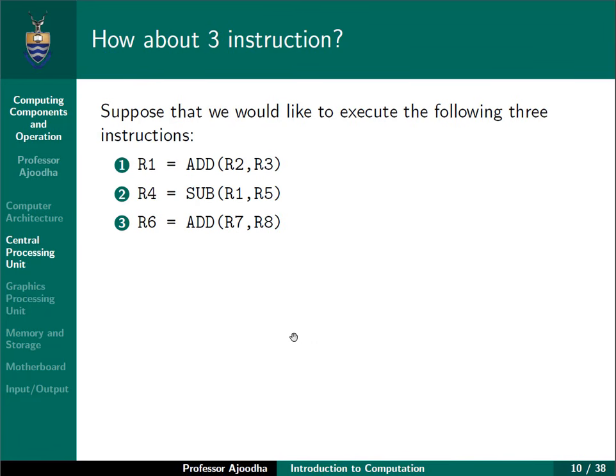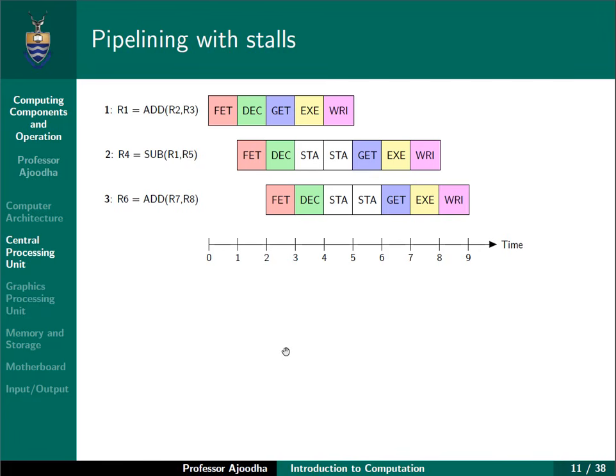Suppose that we would like to execute the following instructions. We've got R1 where we add R2 and R3, R4 where we subtract R1 and R5, and then R6 where we add R7 and R8. If we were to execute these instructions in the order in which they appear, then we would achieve a pipeline like this, with stalls. The execution of the 3 instructions is completed within 9 time units.